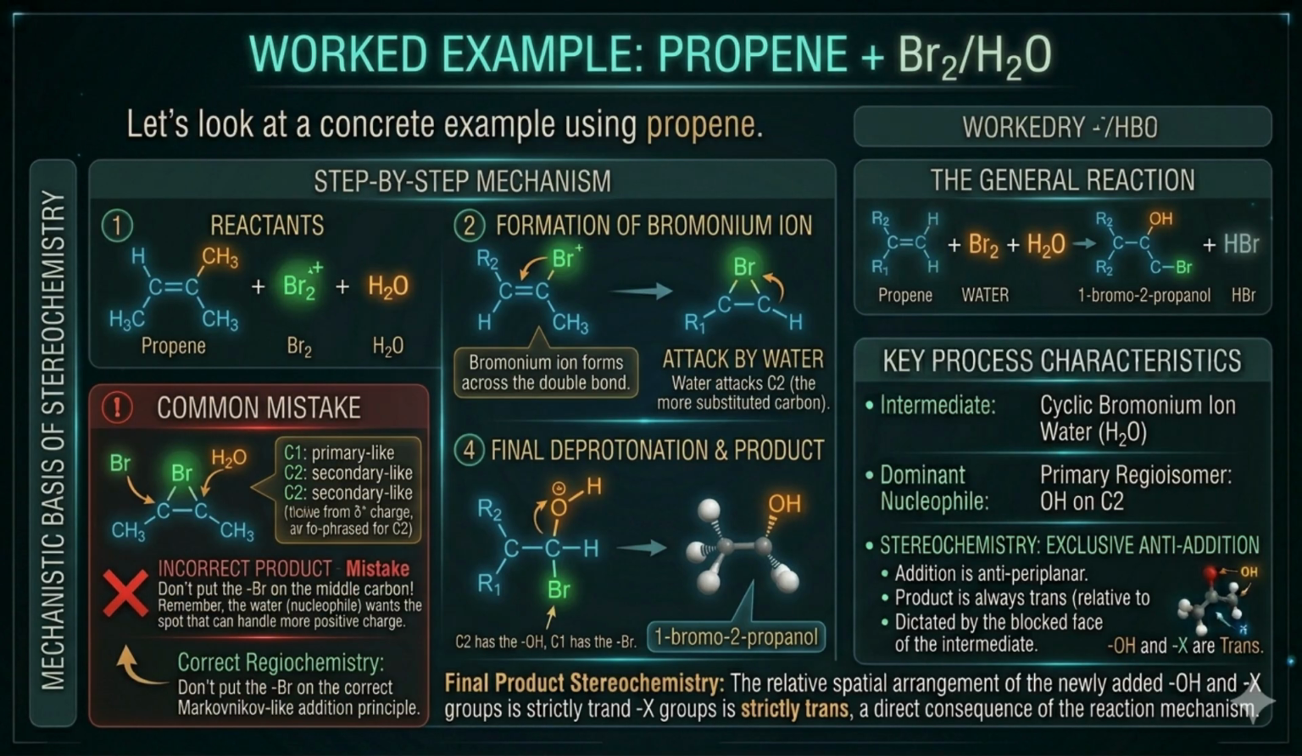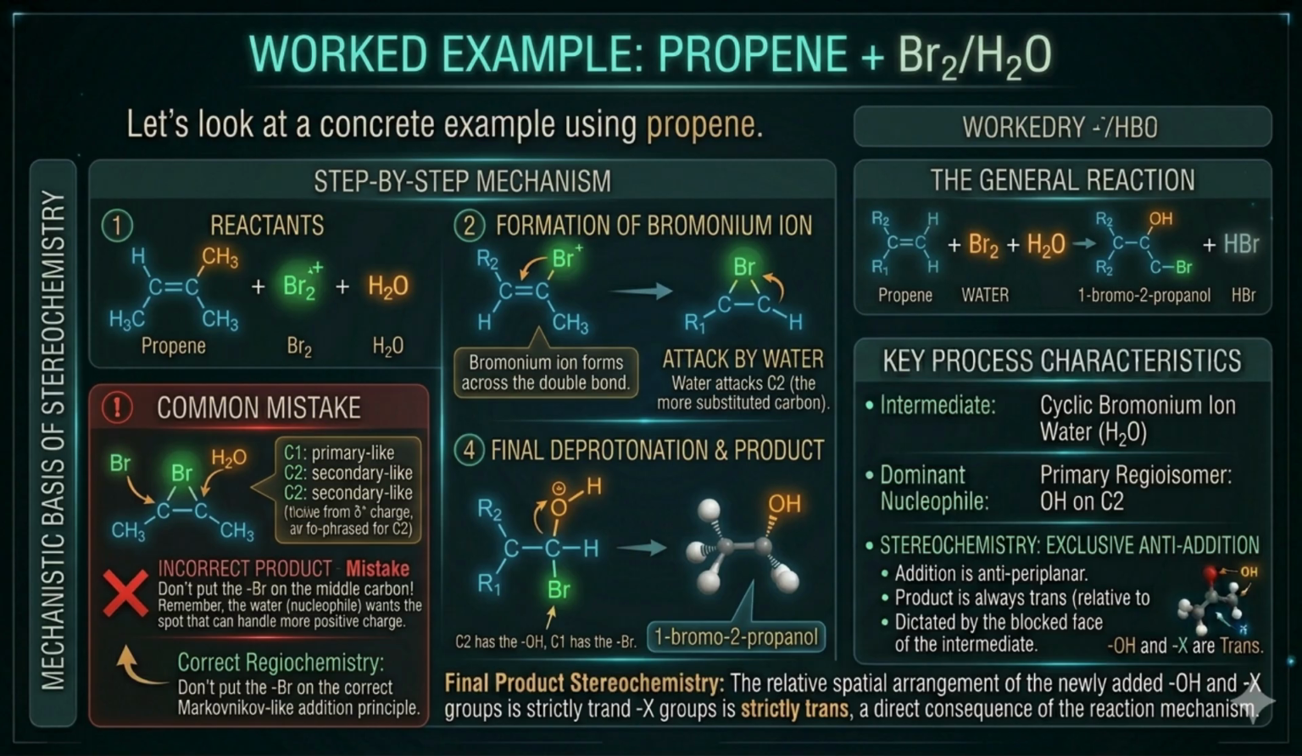Let's put theory into practice with a concrete example. We're going to look at the reaction between propene, bromine, and water to see how regiochemistry and stereochemistry play out in a real molecule. Our starting materials are propene, Br2, and water. In the first step, the bromine adds across the double bond to form a cyclic bromonium ion. This three-membered ring bridge is the key. It blocks one face of the molecule, setting the stage for everything that follows.